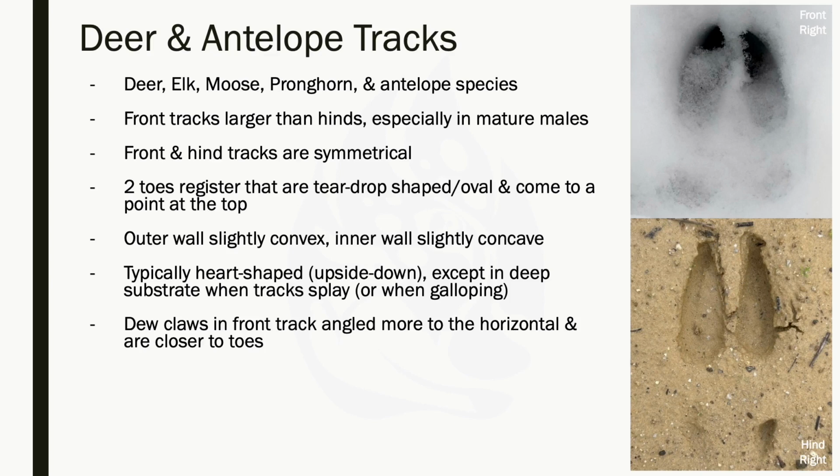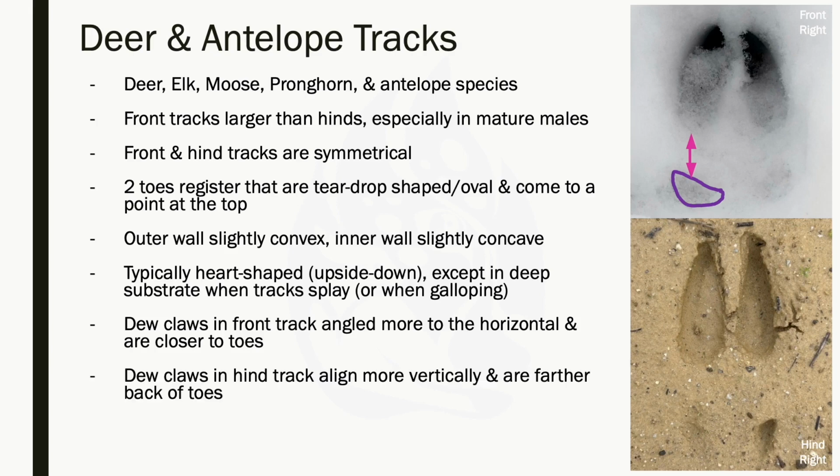Another key thing to look for, and it doesn't always show up, is to look for dew claws, okay? And these are claws that are higher up on the leg, so they don't always register. But when they do, you're going to see them in the front track. They're going to be behind the toes, and they're going to point to the horizontal, okay? And the other key thing is that the distance between them is going to be closer to the toes than what you're actually going to see in the hind foot. So you can see that pink arrow there. There's not that much distance between where the dew claw lands in the front.